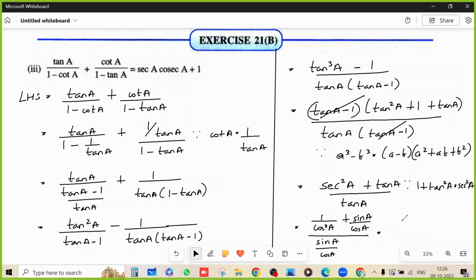So 1 divided by cos square A divided by sin A cos A will be equal to 1 upon sin A into cos A, and sin A divided by cos A divided by sin A by cos A will just give us 1. Now this can be written as sec A into cosec A plus 1, which is equal to the RHS. The ratio here can be written in the form of sec A into cosec A, because 1 divided by sin A is equal to cosec A and 1 divided by cos A is equal to sec A. So we have used the relationship here, and hence the RHS is now equal to sec A into cosec A plus 1, and hence we have proved that the LHS is equal to the RHS.